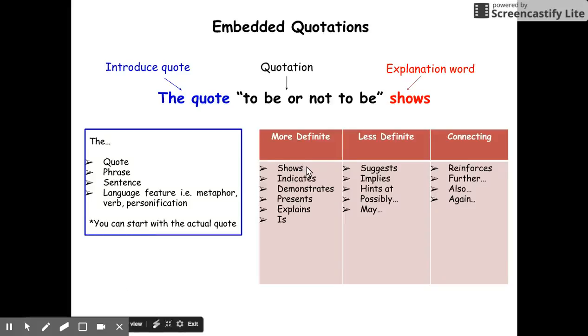There are a number of these, so if you want to be more definite, you can use shows, indicates, demonstrates, presents, explains. This is definitely what it means. I want to be very clear in this is what this quote means.